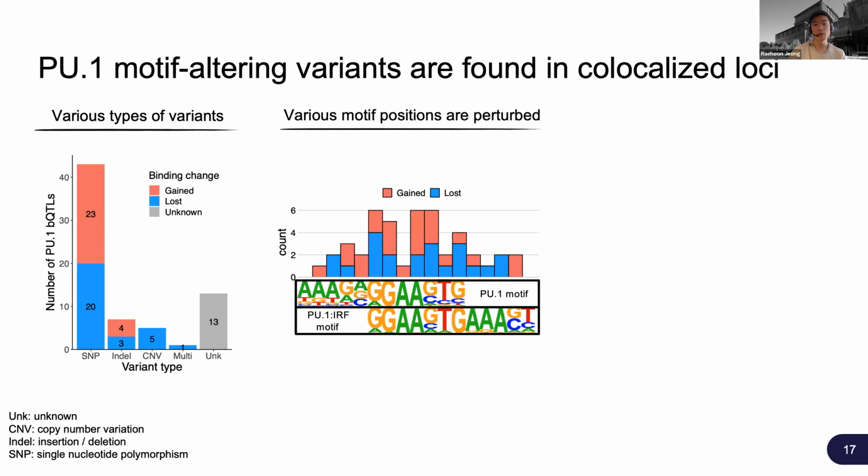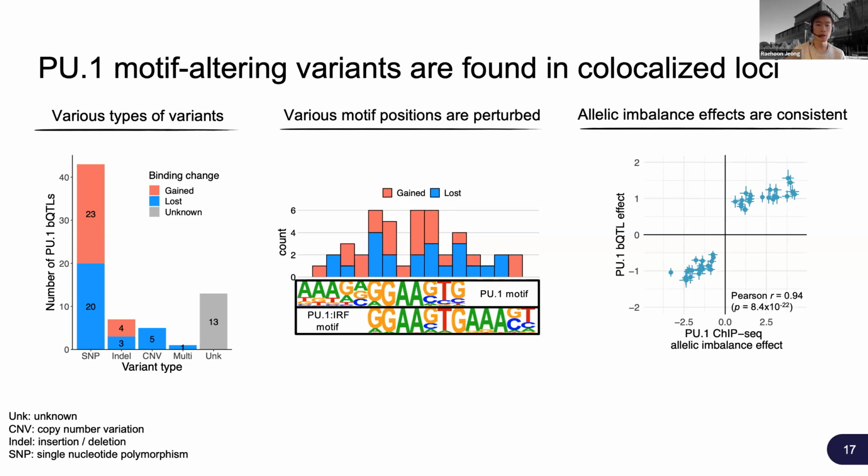The single nucleotide variants altered various positions along the PU1 motif. PU1 is known to also bind together with IRF factors, which bind the GAAA motif towards the right. More variants alter the positions that are more important, characterized by bigger letters in the sequence logo, possibly because they have larger effects.